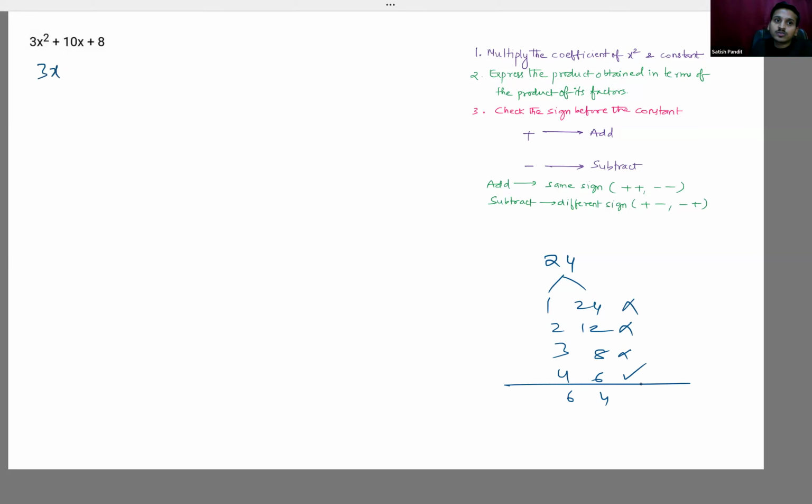So 3x squared plus 4x plus 6x plus 8. You take common from the first two. Common from the first two is only x. So 3x is left and plus 4 is left. And 3x plus 4 stays as it is. Think of a number. That number is going to be plus 2. So 3x plus 4 into x plus 2.